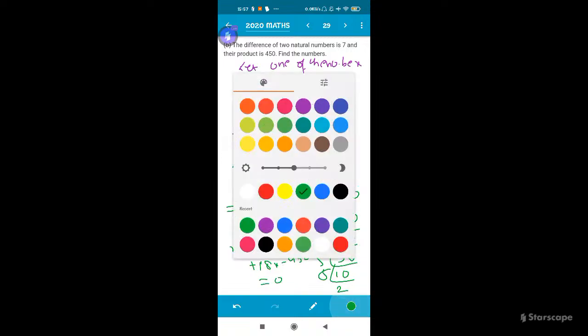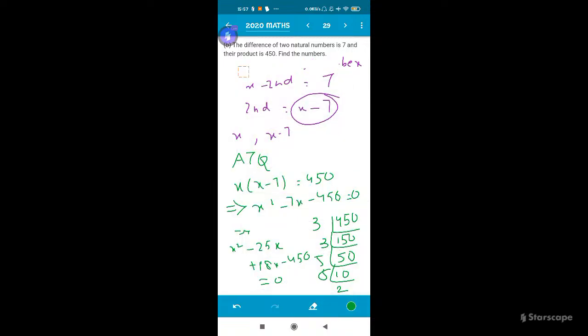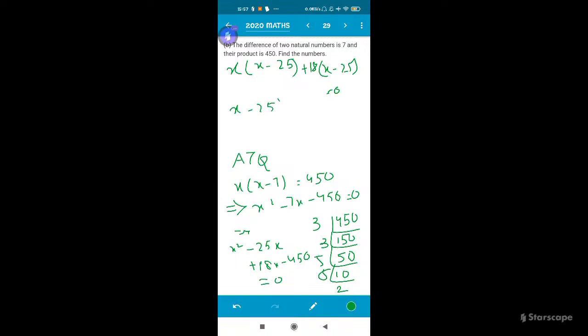So let's solve it. If you take x as common from the first two terms, you are left with x minus 25, and you are getting plus 18 out here. So x minus 25 into x plus 18 is equal to 0. So the value of x is 25 or minus 18. Minus 18 is not possible because we have been told that these numbers are natural numbers.